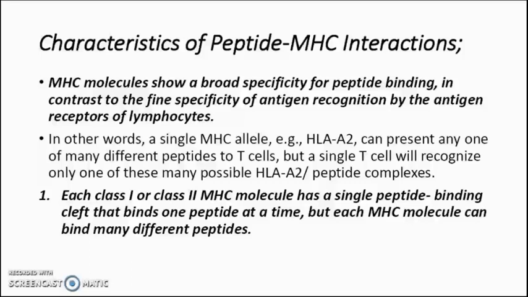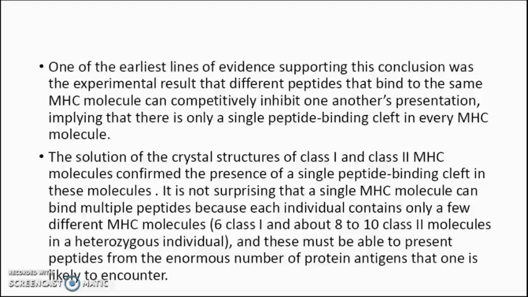Each class 1 or class 2 MHC molecule has a single peptide binding cleft that binds one peptide at a time, but each MHC molecule can bind many different peptides. One of the earliest lines of evidence supporting this conclusion was the experimental result that different peptides that bind to the same MHC molecule can competitively inhibit one another's presentation, implying that there is only a single peptide binding cleft in every MHC molecule.